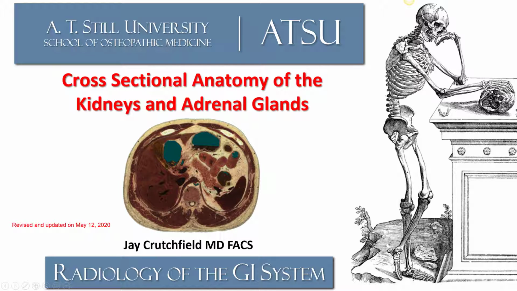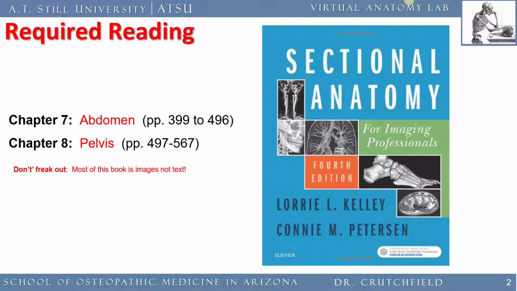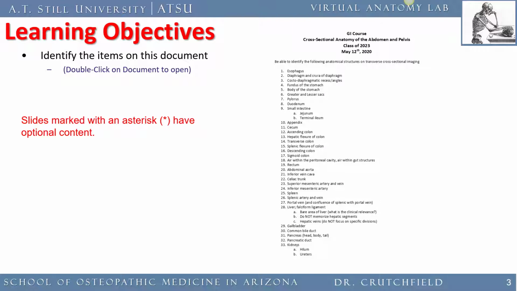Let's take a look at some cross-sectional images of the kidneys and the adrenal glands. The required reading is from the 4th edition of the sectional anatomy textbook by Kelly and Peterson. Don't freak out because there's 100 pages listed here. In fact, there might even be 200 pages, because almost all of the pages are images, and that's a lot easier to learn from than to have to read 200 pages of pure text.